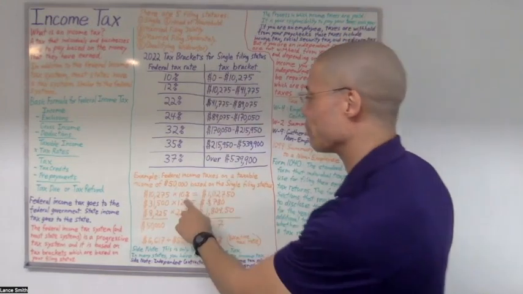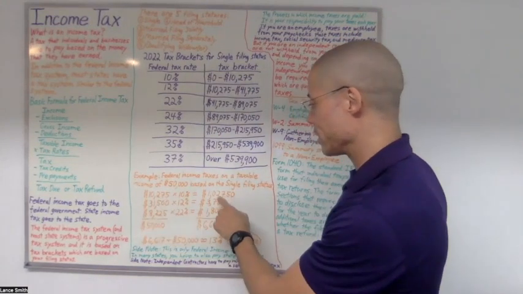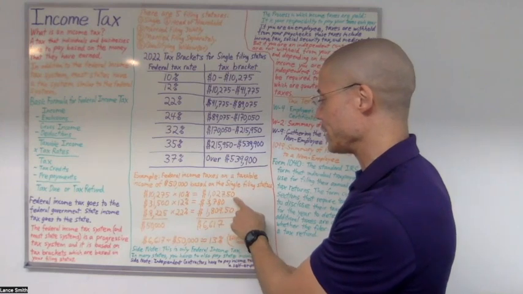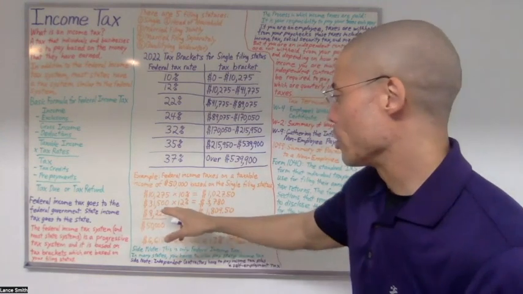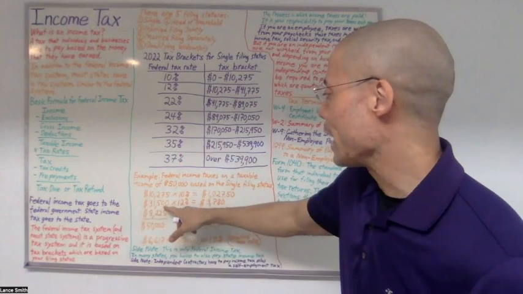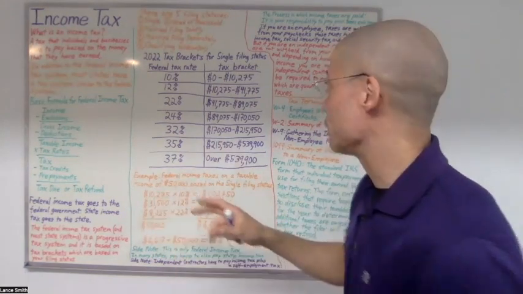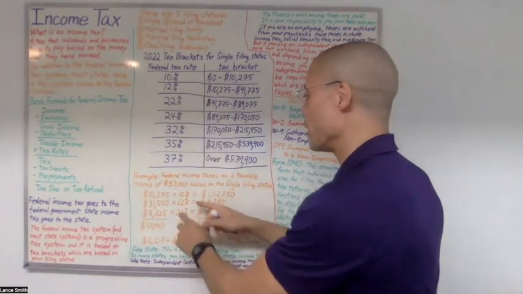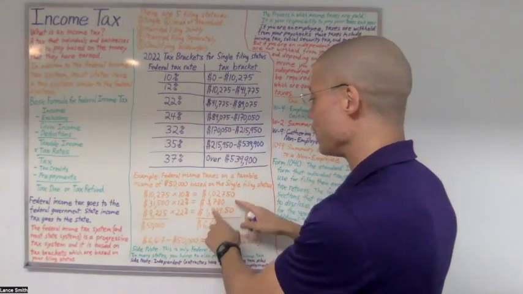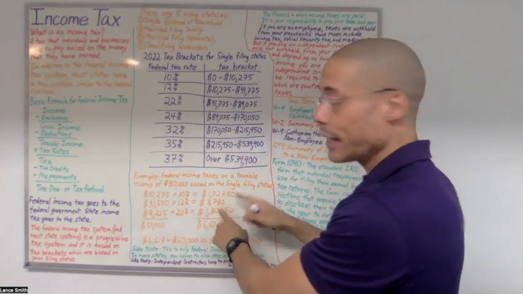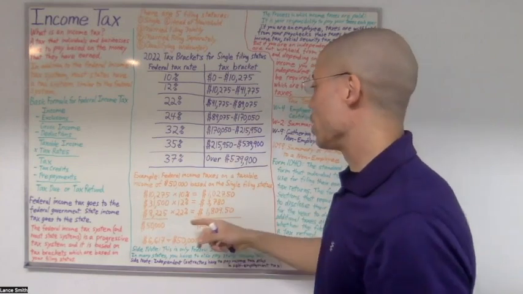And so we only apply 10% to that, and we get $1,027.50. And only $31,500 of the $50,000 falls into this tax bracket. And so we apply 12% to that, and we get $3,780, right?